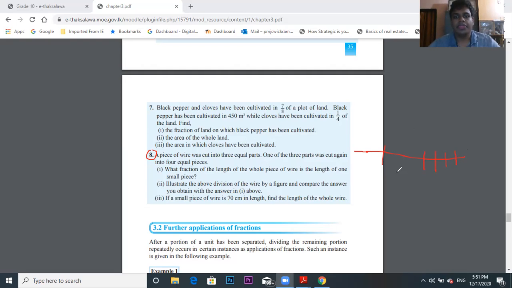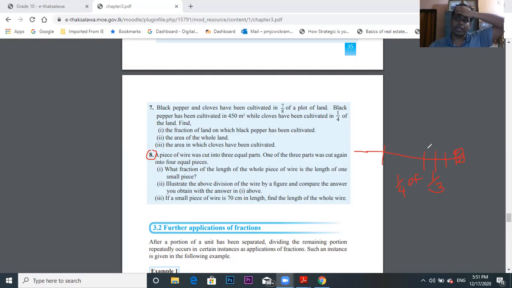What fraction of the length of the whole piece of wire is the length of one small piece? They ask you about one small piece. So that is 1/4. This is 1/4 of 1/3.